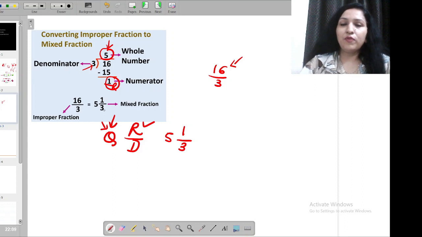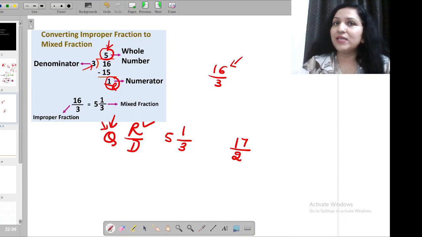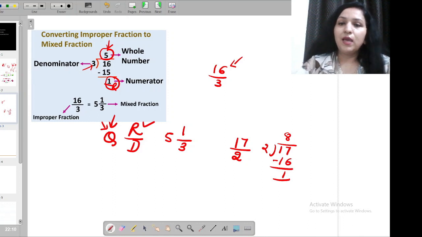One more I'll be doing for you. Please do this along with me. For example, my fraction is 17 upon 2. Only an improper fraction can be converted to mixed, otherwise not. So 17 has to be divided by 2. 2 into 8 is 16 and the remainder is 1. This much we know easily. Remember this formula, Q R upon D. What is the quotient here? Quotient means the answer of the division.